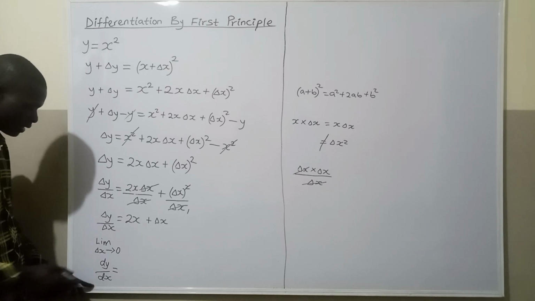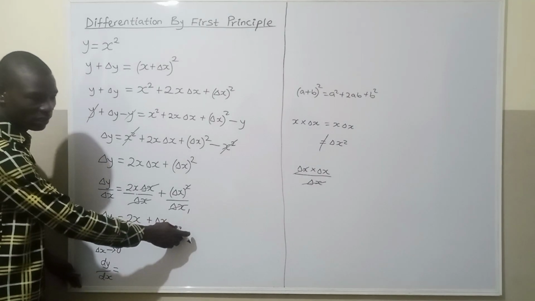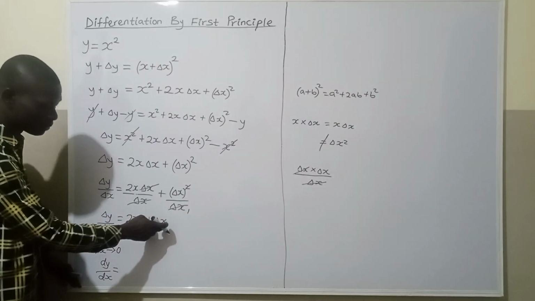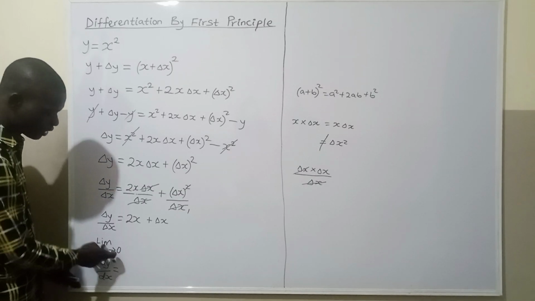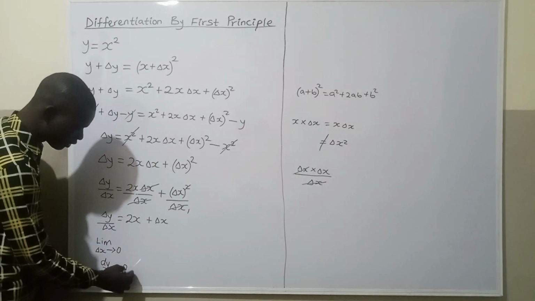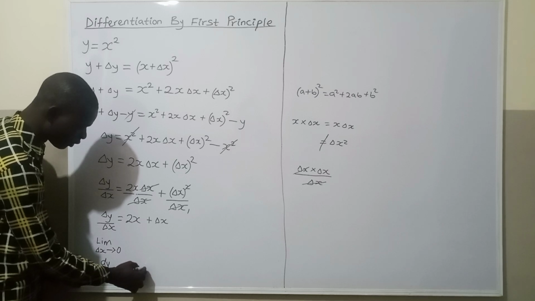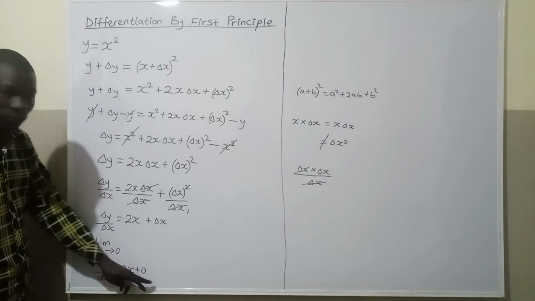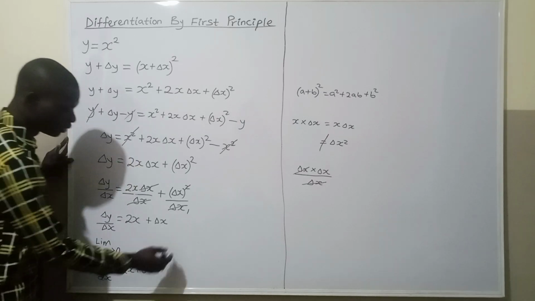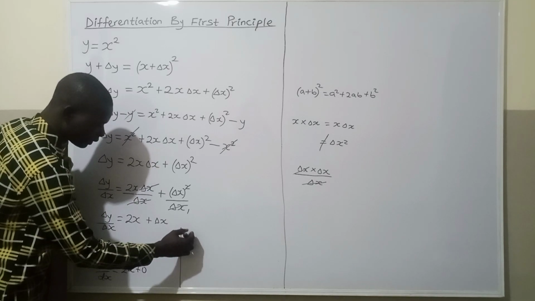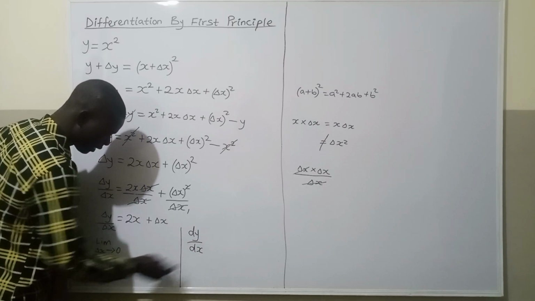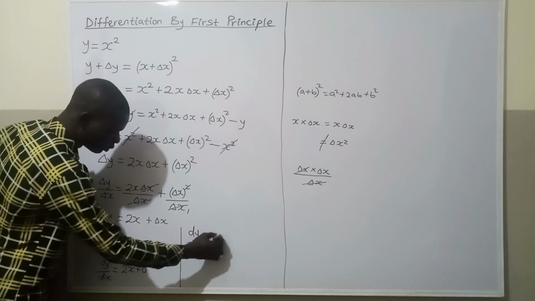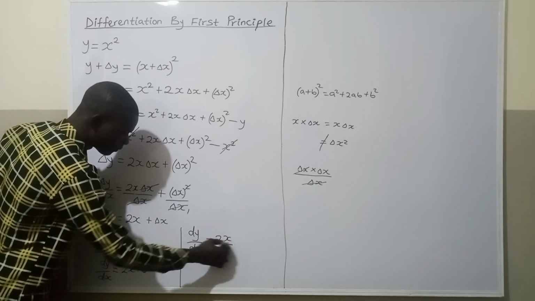So dy by dx, what happens? This one turns to dy by dx, but on the other side, which is the right hand side of the equation, anywhere you see delta x, you're going to be putting what? You're going to be putting 0 in its place. So that's going to be 2x plus 0. And of course, 2x plus 0 is going to be what? It's going to be 2x. So that tells us that our dy by dx, as we have it here, is equals to 2x.